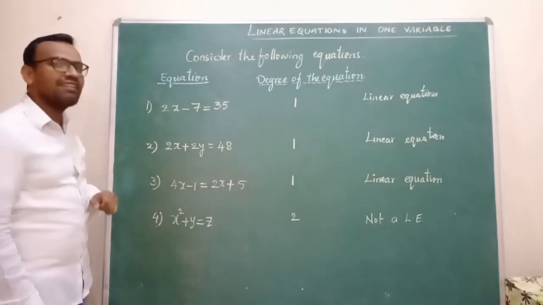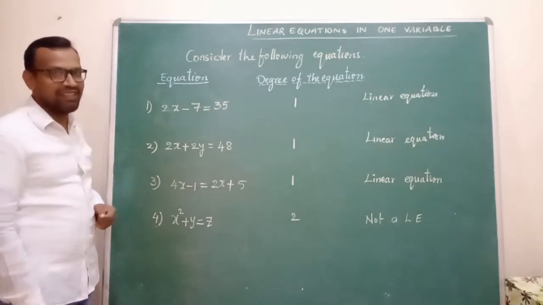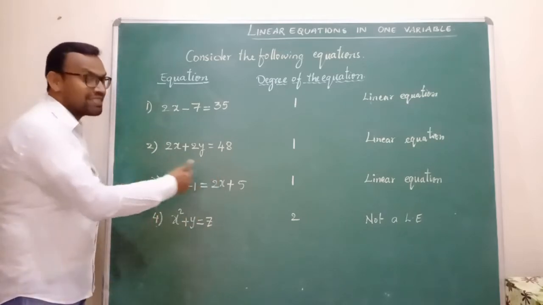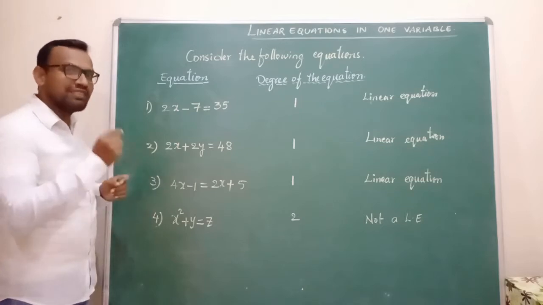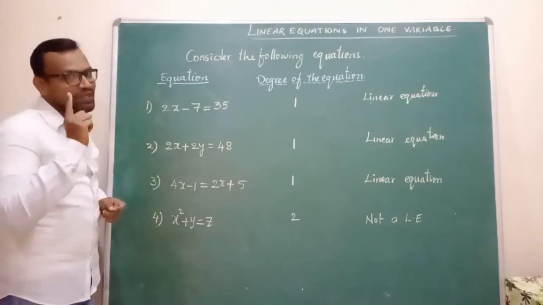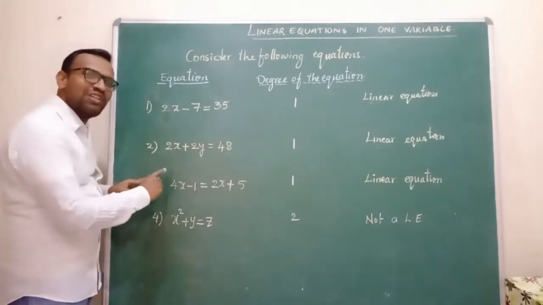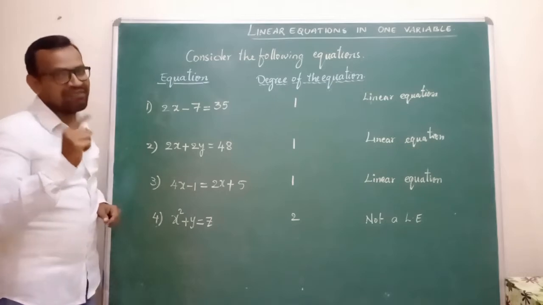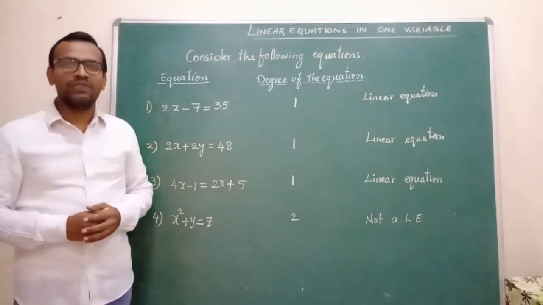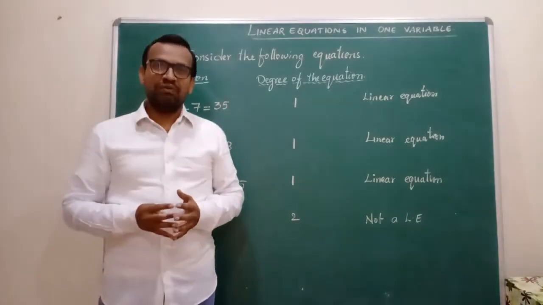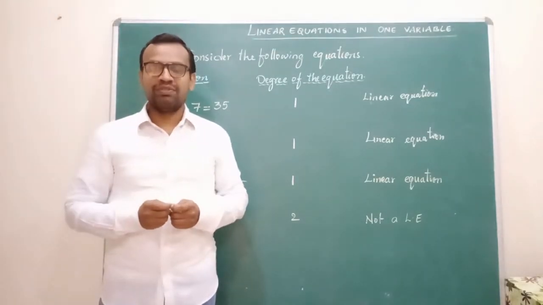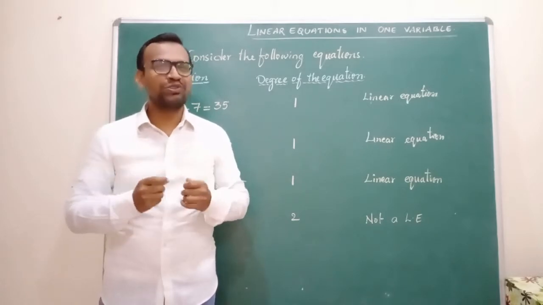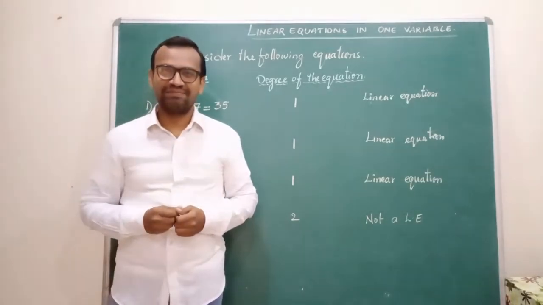Now let us check the third one. How many variables are there? X is the only variable. It may be present two times in the equation, but the same variable is present. That means only one variable is present in this equation. So this third equation is also a linear equation in one variable. Such linear equations in one variable, which are also called simple equations, we are going to discuss, and how to solve them we will see in our video.